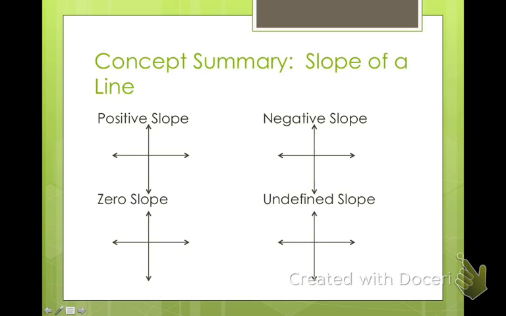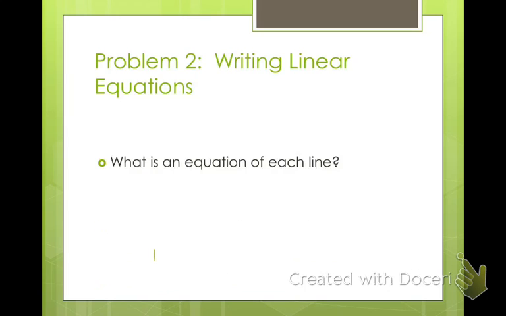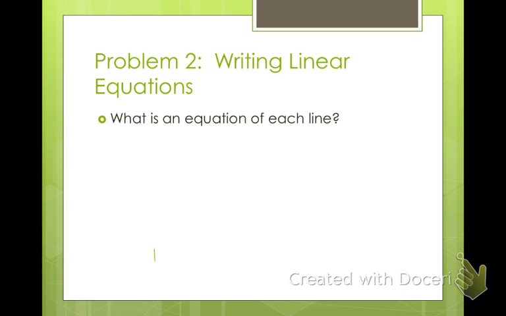Okay, so here's just a summary. If we have something with a positive slope, that means it's going to move in an upward direction from left to right, just like we read. Negative slope is down, 0 slope is horizontal, and undefined slope is vertical. So we're going to find equations of each one of these lines.